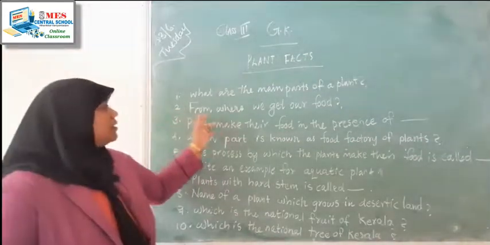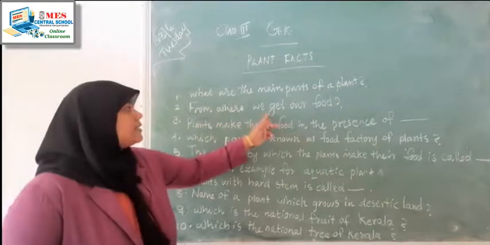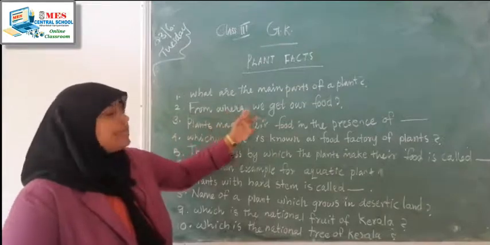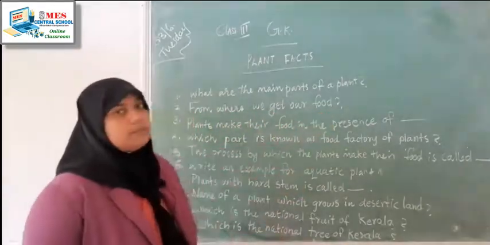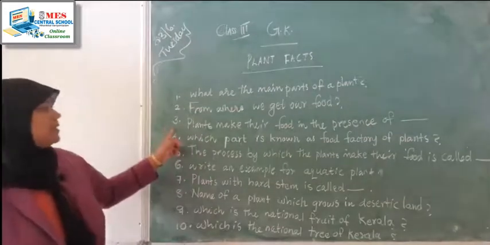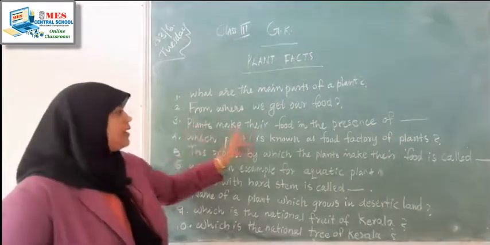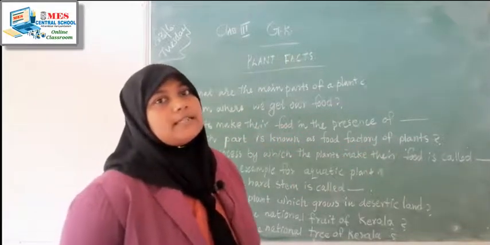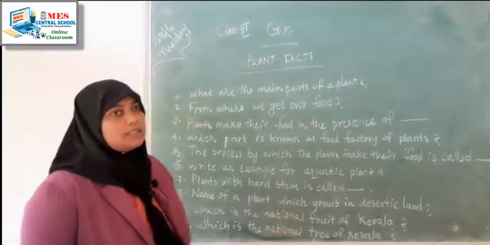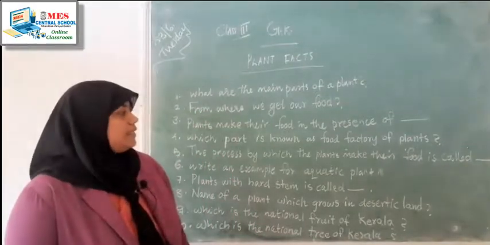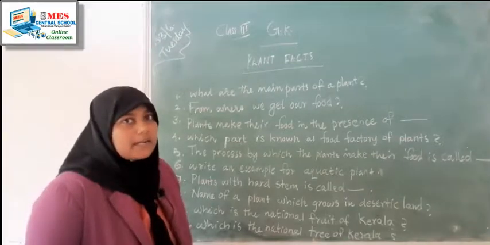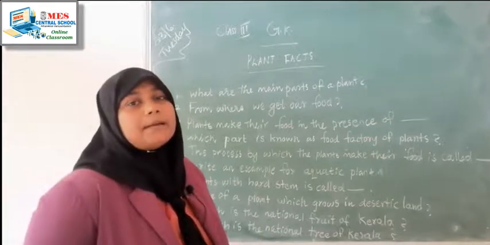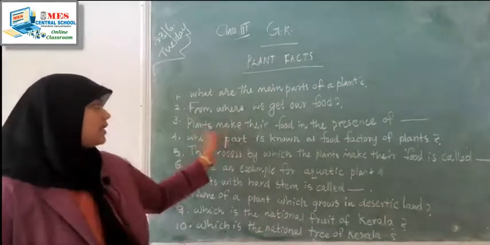And the second question is, from where do we get our food? Then the third question is, plants make their food in the presence of dash. You know that plants are making their food, and the process is called by a particular name. So in the presence of what can they prepare their food? That you want to fill up.